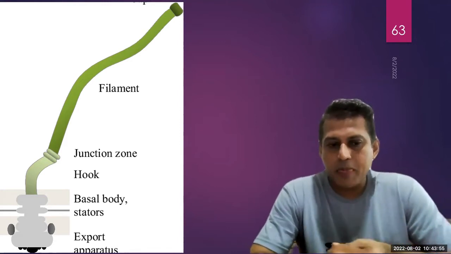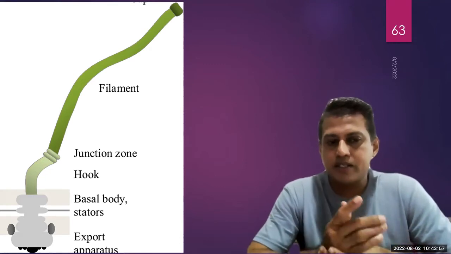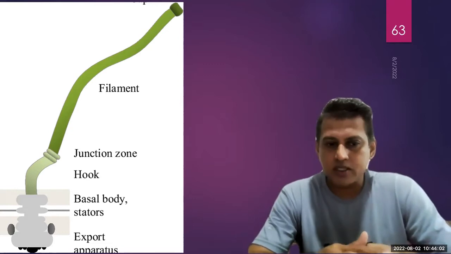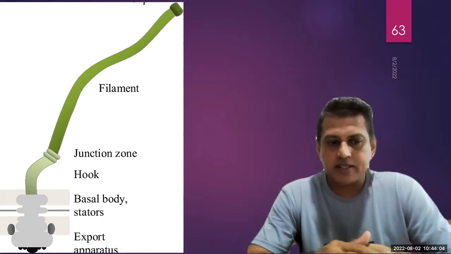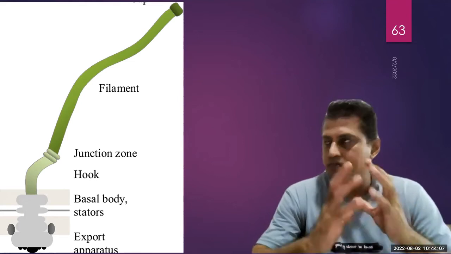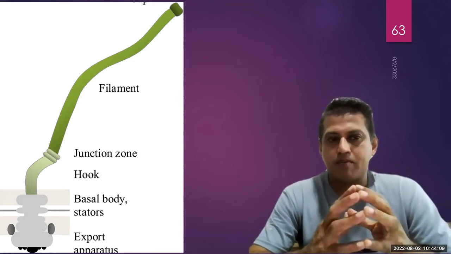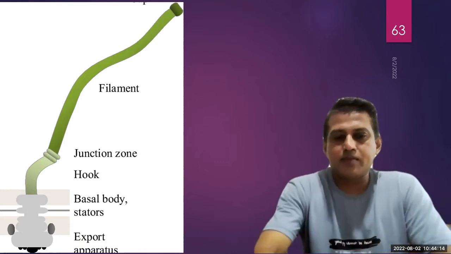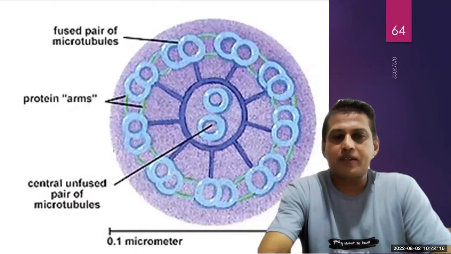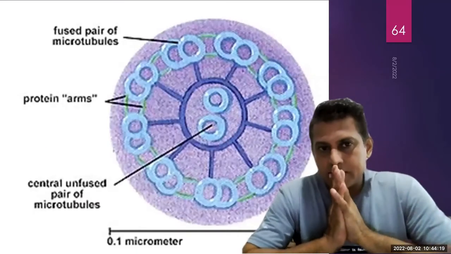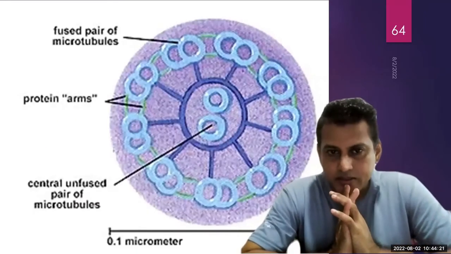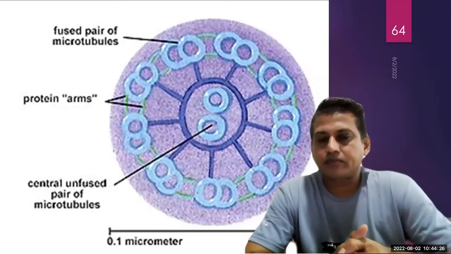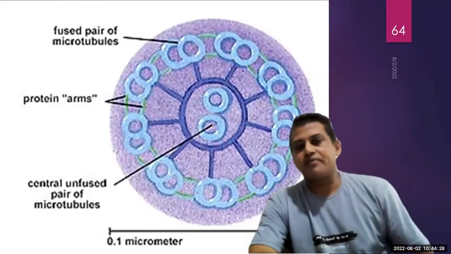Other structures, like you see here in this picture, junctions on hook, stators, this kind of thing, they are not necessary. So basal body is the attachment to the cell membrane and rest is the filament. This makes the cilia. Now, if you look at the organization of microtubules, there is a difference.